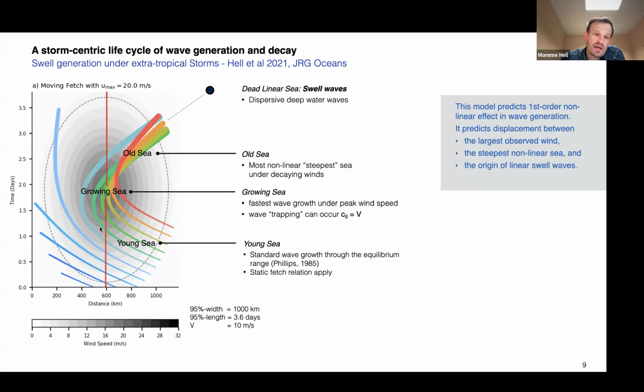So what this idealized wave growth model under moving storms says is that there's a displacement between the strongest winds, which are here in the center, the strongest nonlinear sea, which is probably here, and the place where swell should originate, right? And I'm pondering around this because this is basically the next order model after the static model, what a wave model should reproduce to create dynamic wave generation. That's basically my lowest order benchmark, and we will reproduce that later in the second half of the talk.